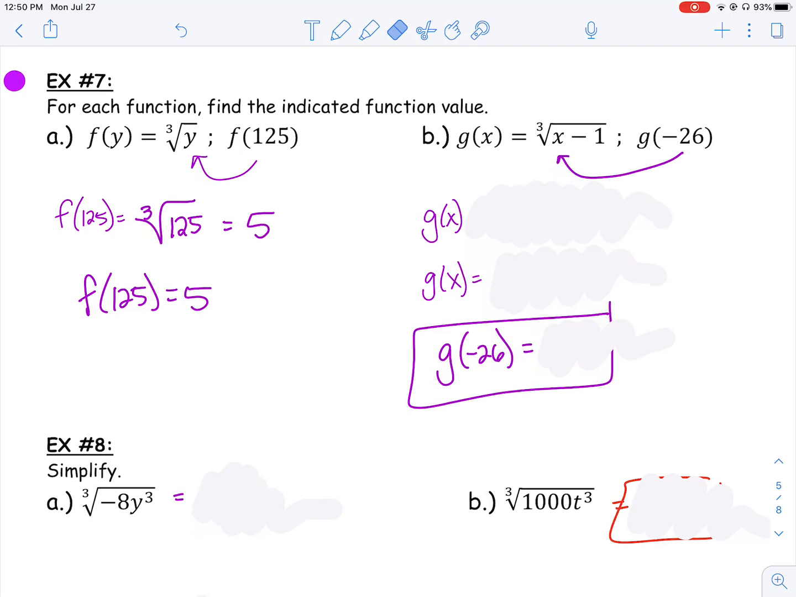All right, what about b? If g of x is the cube root of x minus 1, let's find g of negative 26. That means wherever we see a variable, an x, we're going to plug in negative 26. I ended up getting negative 26 minus 1, which is negative 27. Uh-oh. Are we allowed to have negatives underneath the cube root? Well, sure, because what number multiplied 3 times gives me negative 27? What times what times what gives me negative 27? Did you say negative 3? So it's okay to have a negative underneath the cube root, just not a negative underneath the square root. So g of negative 26 is negative 3.